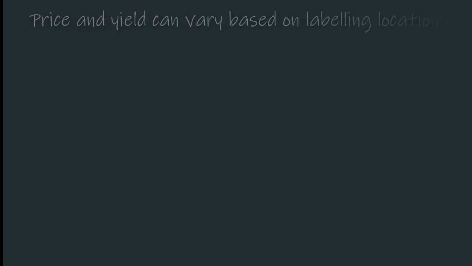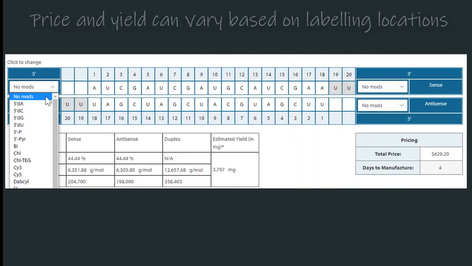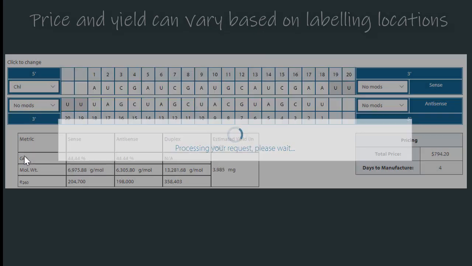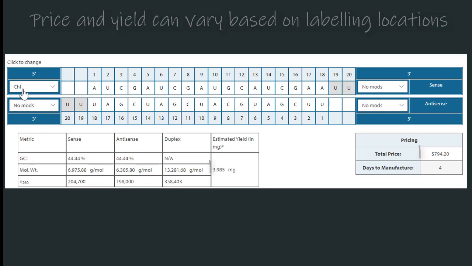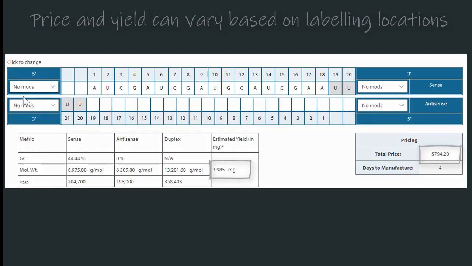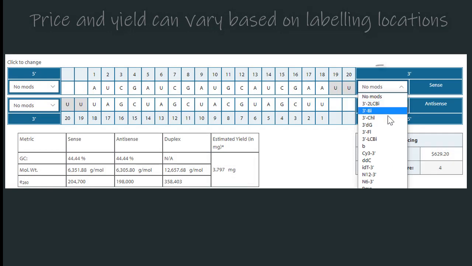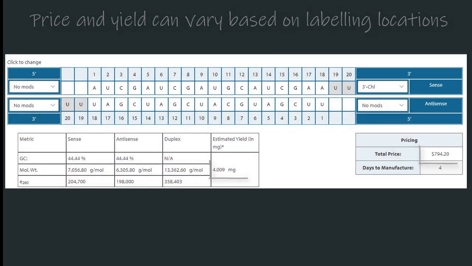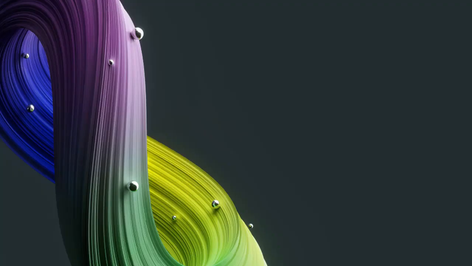Some modifications will have slightly different pricing or yield depending on their location. If you're ordering an oligo through our website and have no preference for where a label is located on your oligo, one trick is to use our ordering tool to place the modification on each side to verify if there's a preferable option in terms of price or final product yield.